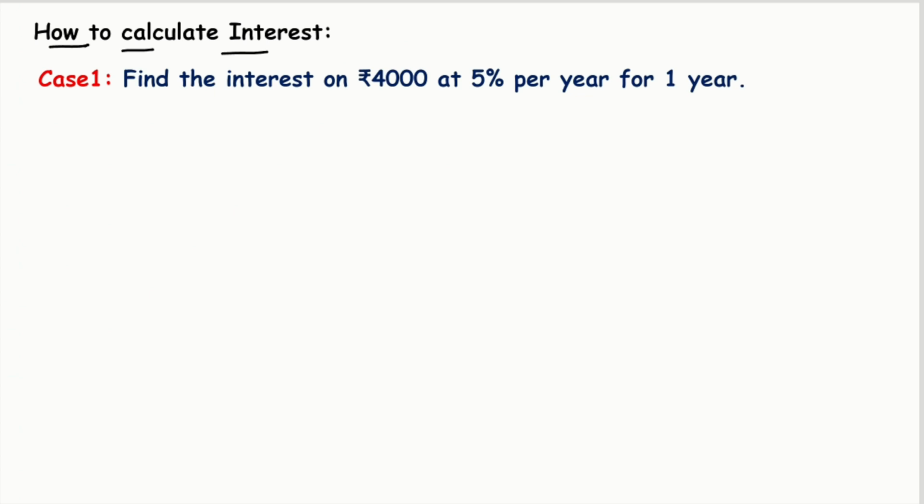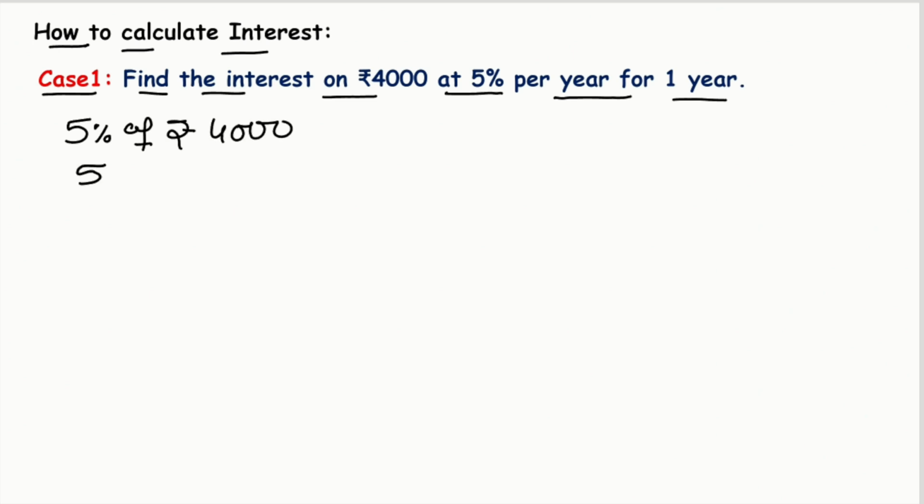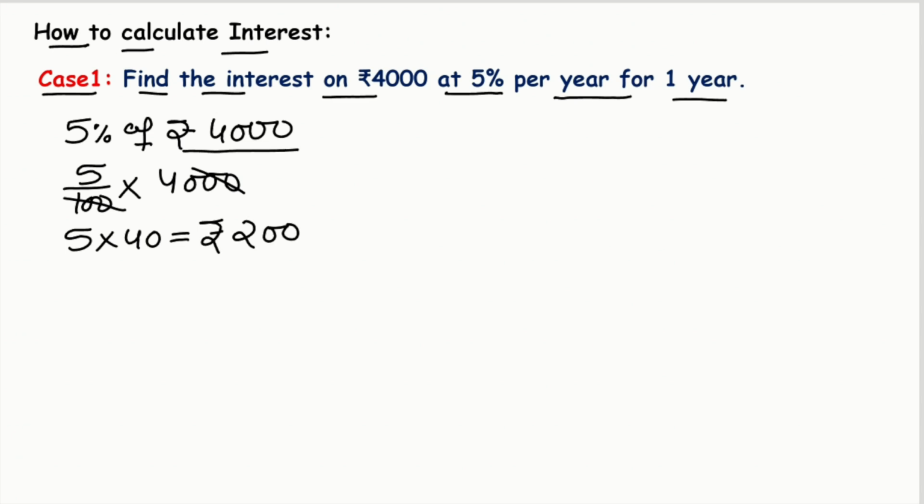To understand the concept of interest and the simple interest, I have taken few cases. Here we have case 1. Find the interest on 4,000 at 5% per year for 1 year. So what we are calculating here, 5% of rupees 4,000. So 5 over 100 times 4,000. This 20 will be cancelled with these 20. 5 times 40 will give us 200. And this amount is in rupees because 4,000 is in rupees.